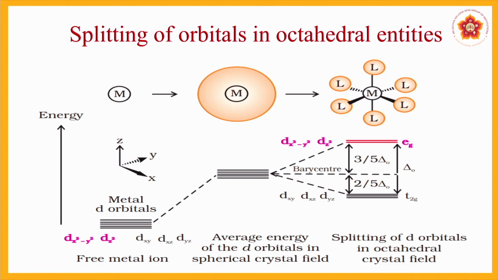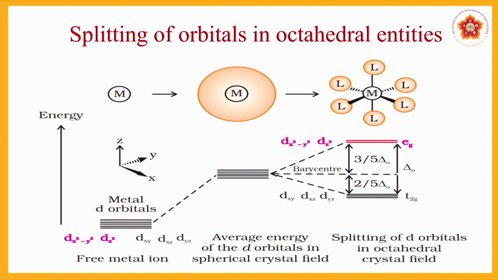And what is delta naught? You can see there 3 by 5 delta naught, 2 by 5 delta naught. Delta naught is the splitting in octahedral systems. It indicates how much energy is being split. And 2 by 5, 3 by 5 is because if you have to give high energy, you need more energy for the system. That is why the 2 orbitals dx square minus y square and dz square go up to 3 by 5, which means that of the 5 parts, 3 parts of energy are required for these 2 orbitals. That is why they have high energy. Whereas 2 parts of the energy are required for the stability of dxy, dxz and dyz.